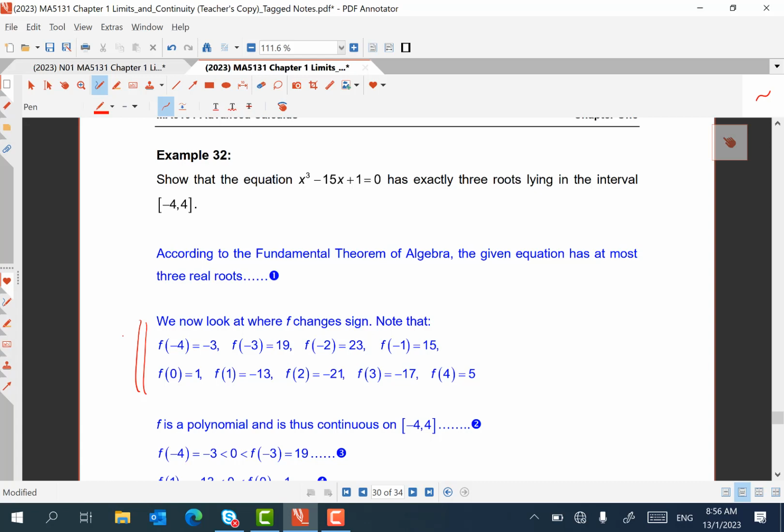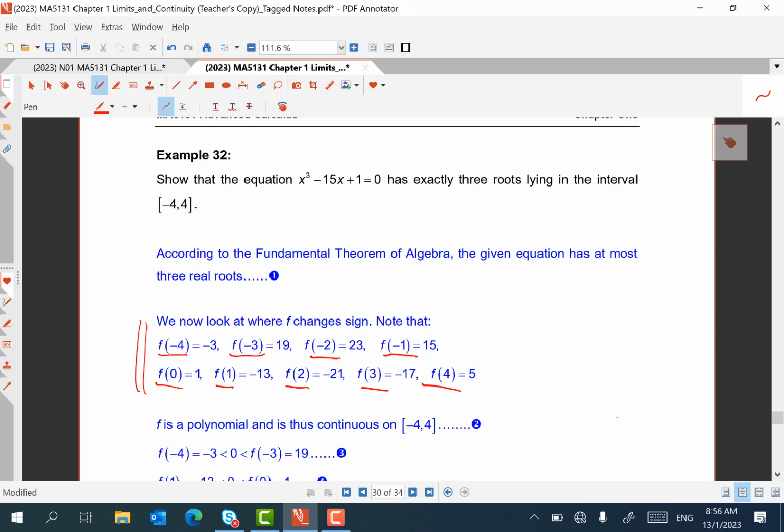You just key in the function into the graphical mode, and then you just press Ctrl T, a table of values will appear. So for this question, you want to work out the function values from -4 and then try to identify where the change of sign takes place.